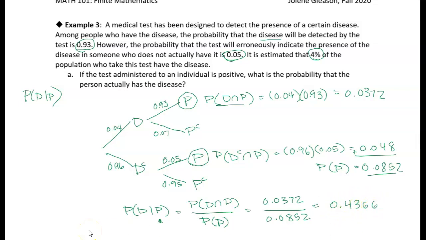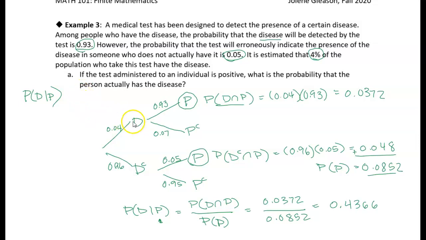So what's that saying? I came in to get tested for this disease, and I tested positive. But this is telling me that given that I tested positive, there's only a 43% chance, 43.66%, that I actually have this disease, which is pretty interesting, not what you would expect, especially given that there's a 93% chance that if you do have the disease, it'll give you a positive, it'll tell you that you are positive.